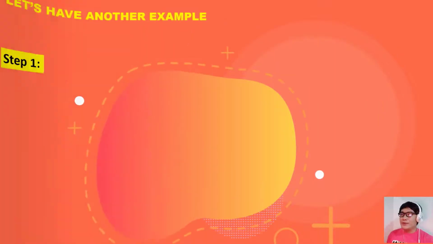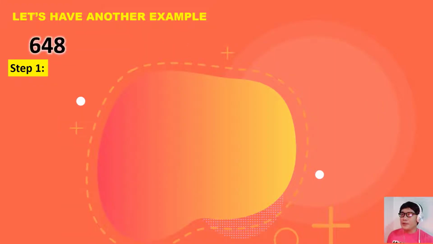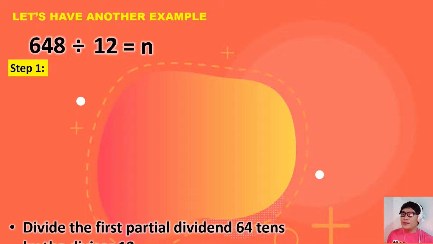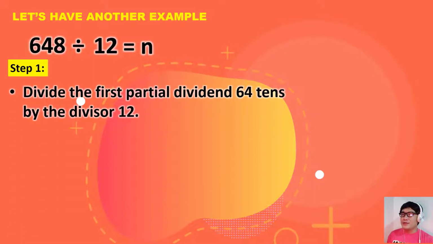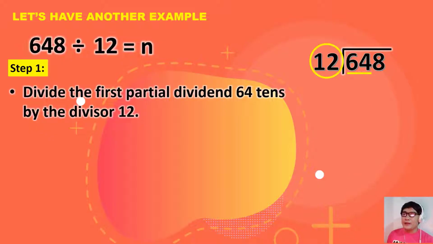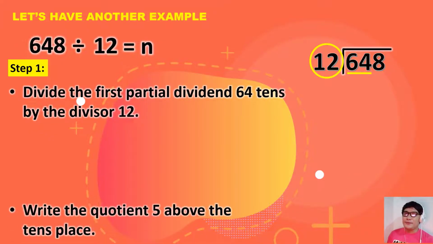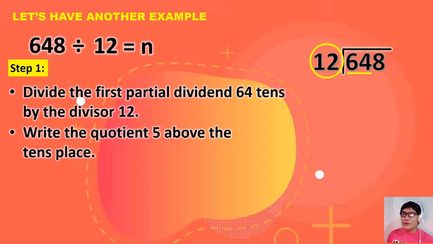Let's have another example. Step number 1. You have to divide the partial dividend 64 tenths by the divisor 12. So 64 divided by 12 is equal to 5. Then write the quotient 5 above the tens place.